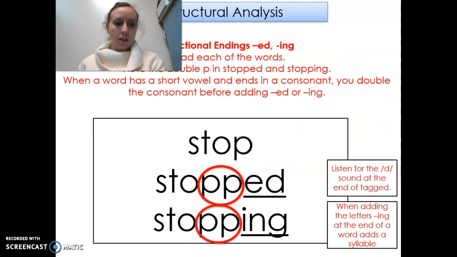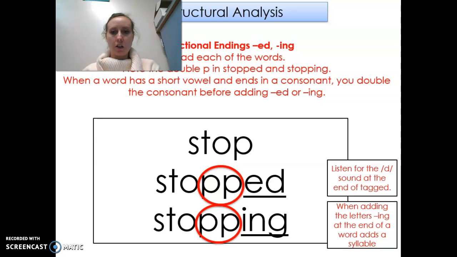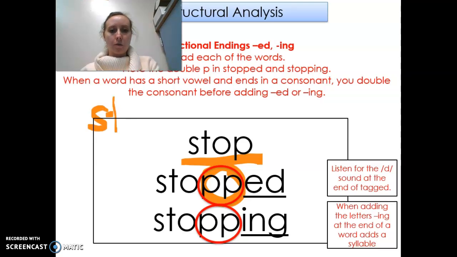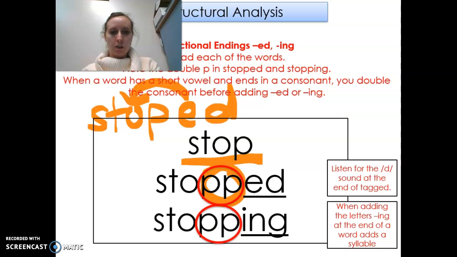Okay, friends. Let's look at what we've been learning this week. So when we want to keep the short vowel, so stop, we have to put a double consonant in order for it not to become a long vowel. So let me show you. So if I wrote this word, the E can jump over the P because there's only one letter. So that would be stoked. If I wanted to say stopped, I have to put two P's because E cannot jump over two P's. So stop becomes stopped and stopping.